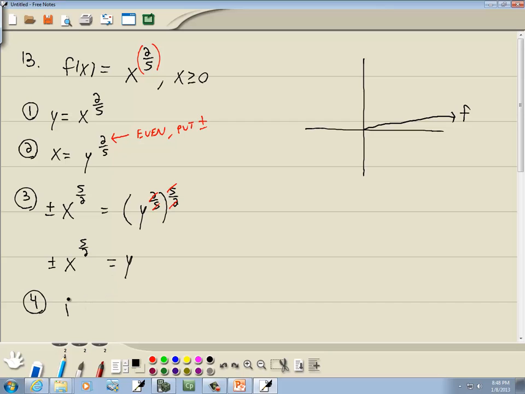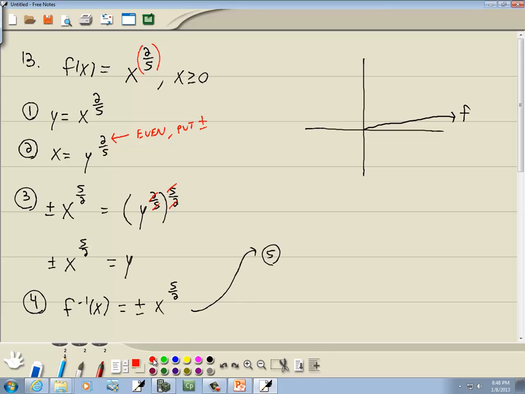Step 4, put our inverse notation in. So we put the inverse of f is equal to plus or minus x to the 5/2. There's a problem with this. We can't have a plus or minus x of any sort. That's not one-to-one, so we need to make it one-to-one.